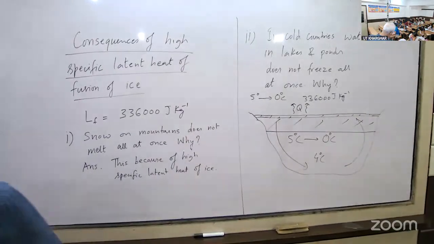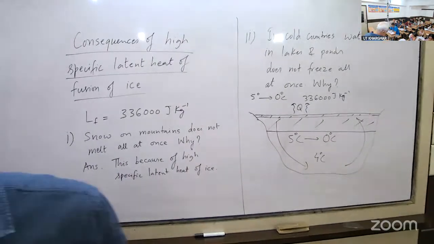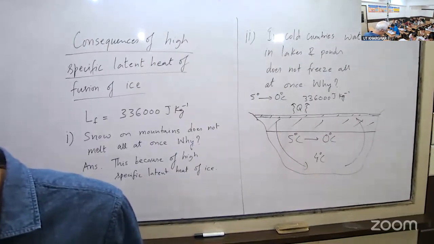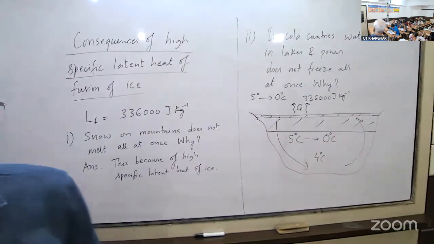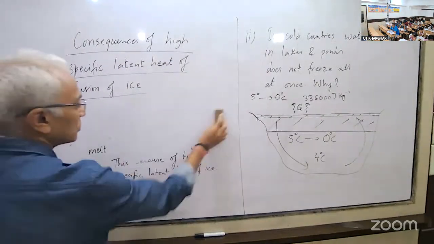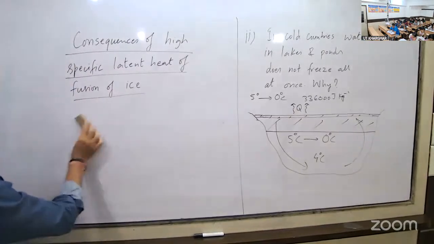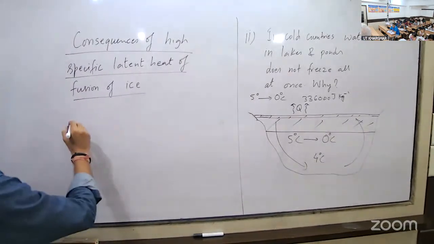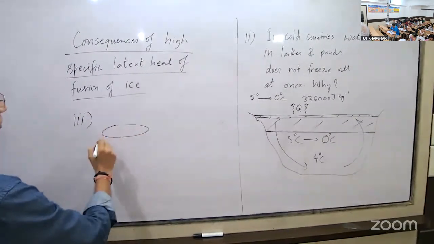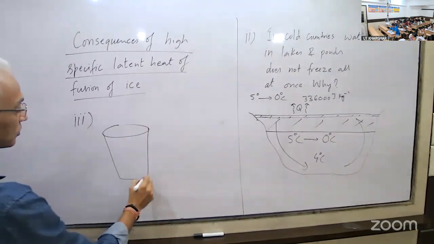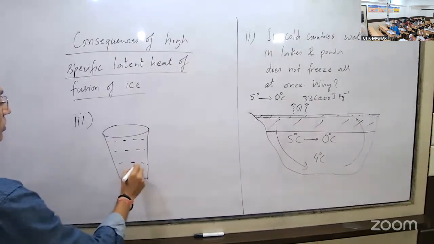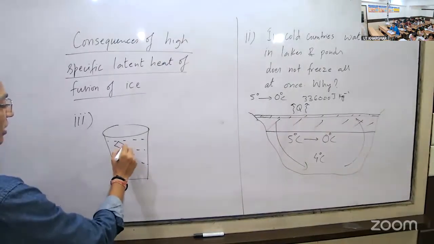Now the third part: drinks get cooled more quickly by adding pieces of ice than by ice cold water at 0 degrees Celsius. So this is the third part. Here is some drink with an ice cube added in it.